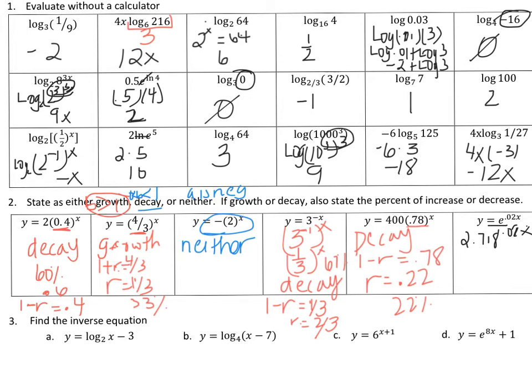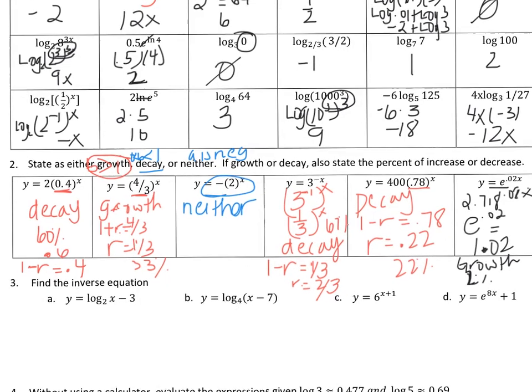So when I do 2.718, which is e, to the 0.02 power, e to the 0.02, I get 1.02, which makes it greater than 1, so it's growth. And our growth factor is 2%, or increase. 1 plus what is 1.02? 2%, or 0.02.